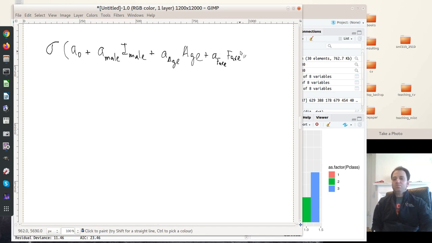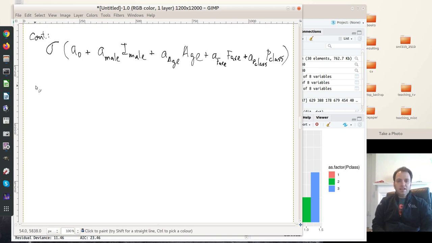And then if I'm predicting using class as continuous, I'll just have a coefficient times P class. And that's how I'm going to be predicting. So that's the continuous version of P class.